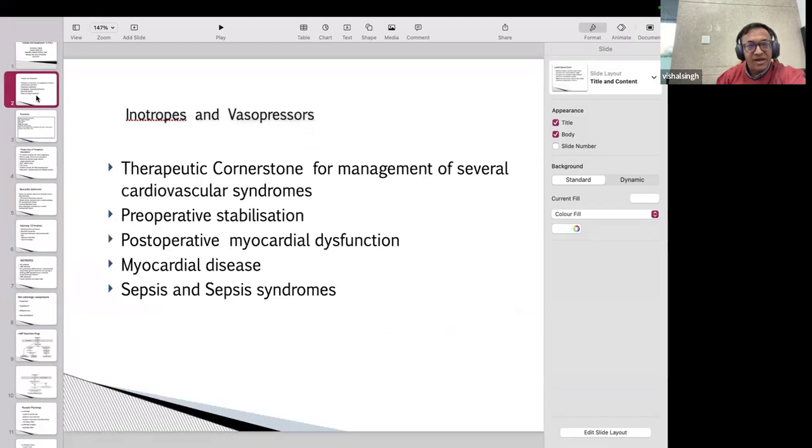So why do we need these inotropes and vasopressors in our arsenal? It is very important for the preoperative stabilization of a sick kid that comes to us, or for the management of postoperative myocardial dysfunction, or when we have a situation like a myocardial disease, like a primary dilated cardiomyopathy or a restrictive cardiomyopathy, and with sepsis and sepsis syndromes, which is a complicating scenario in quite a few complex cases these days.